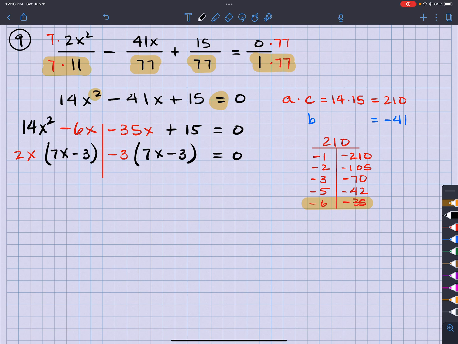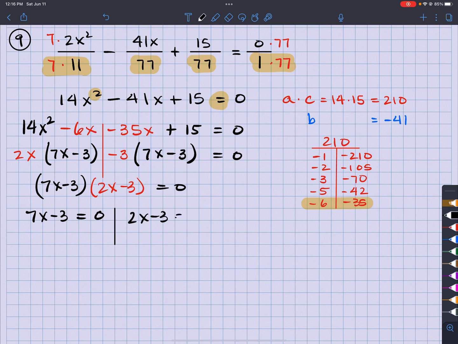So what's in common? The 7x minus 3. What do I have left? 2x minus 3, and that is set equal to 0. So that means I got to take each factor and set equal to 0. And the 2x minus 3 and set that equal to 0. So that means my x is going to equal to 3 over 7. And this x is going to equal to 3 over 2.